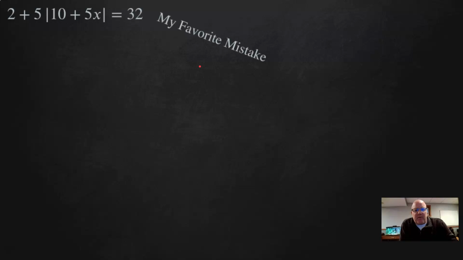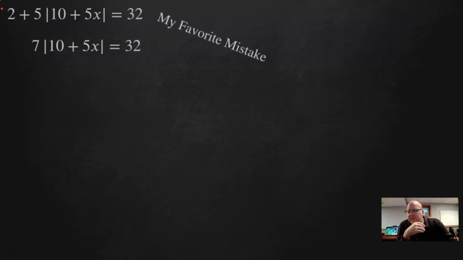My absolute favorite mistake that gets made is they look at the 2 and the 5 and they say, oh, I'm just going to combine the 2 and 5 and get 7. And it really looks like you could do that. Like, why not? 2 plus 5 is equal to 7. So you get 7 times the absolute value of 10 plus 5x equals 32. There's a major problem there, and that is this 5 right here is held together to the 10 plus 5x by multiplication. So we're going to have to deal with that first before we can just simply combine the 2 plus 5.